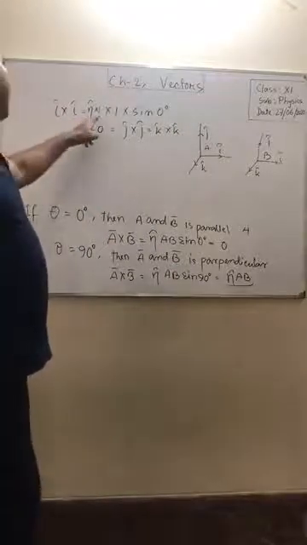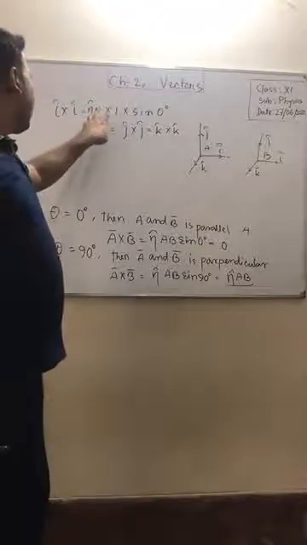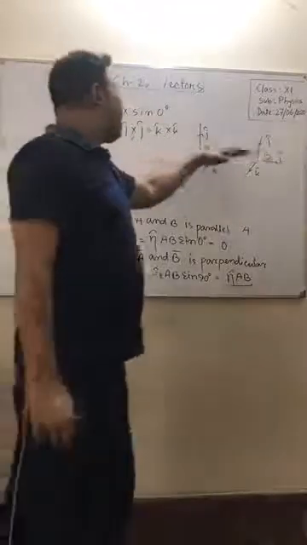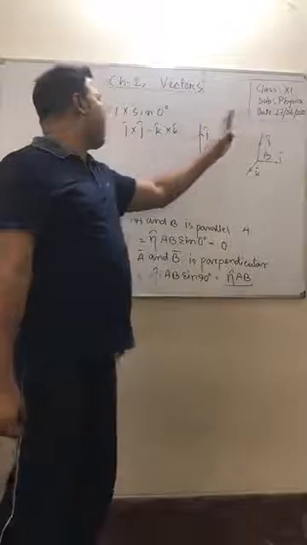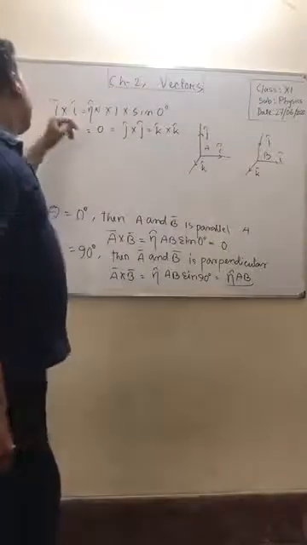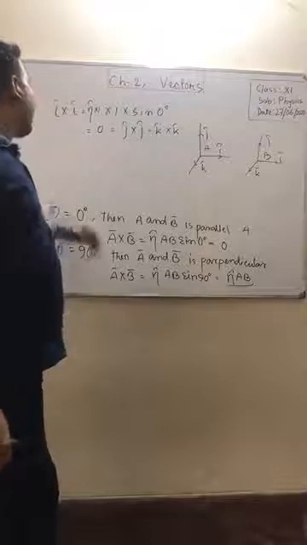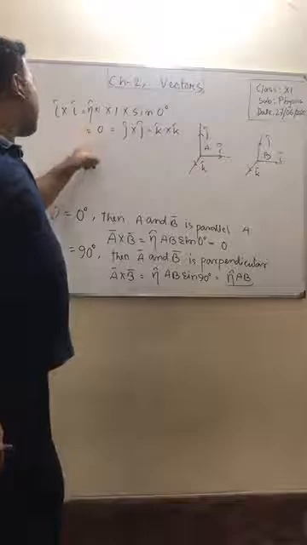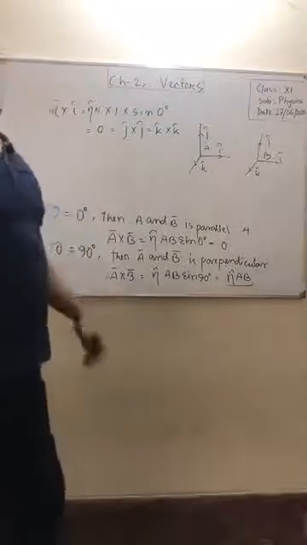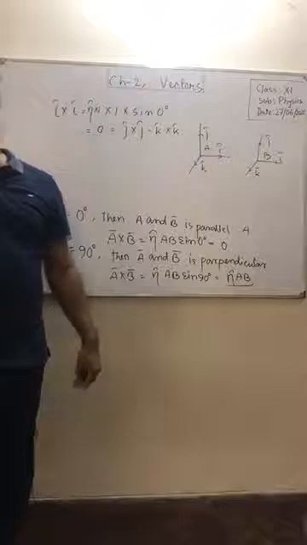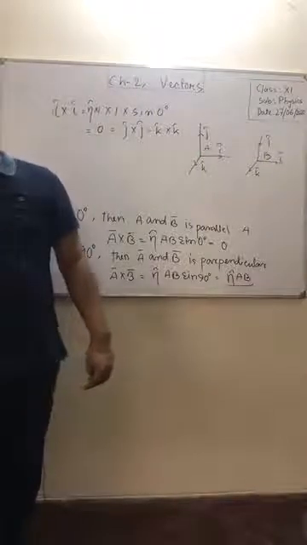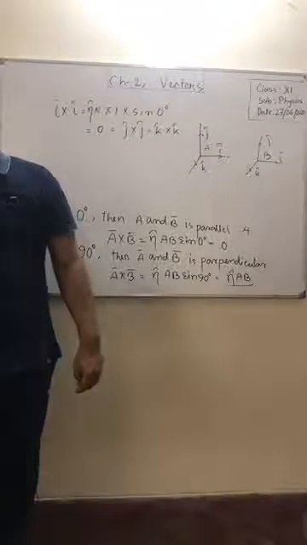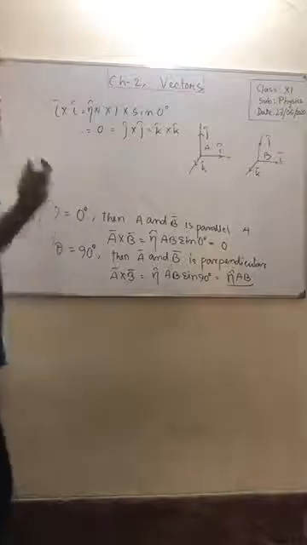For i cross i, the magnitude of i is 1, which we always take, and sine 0 degree because they are parallel to each other. This i and this i are parallel, this j and this j are parallel, k and k are parallel. So eta 1 into 1 sine 0 degree, and sine 0 means the whole is 0. So i cross i equals 0, j cross j, k cross k, all are 0. Understand? Do you understand guys? Okay, now I talk about something different.